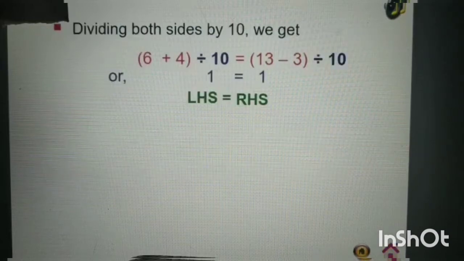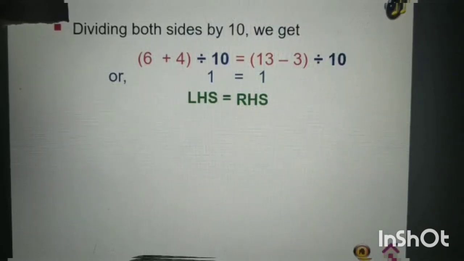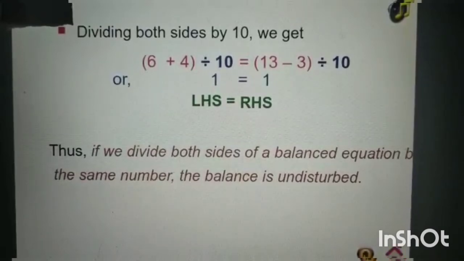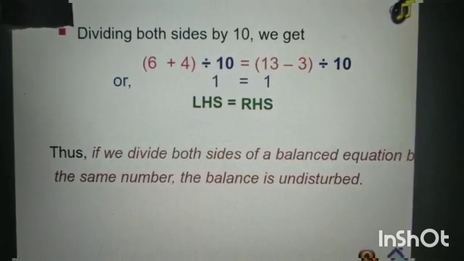On dividing both sides of the equation by 10, we find that the values on left-hand side and right-hand side are equal. Thus, if we divide both sides of a balanced equation by the same number, the balance is undisturbed.